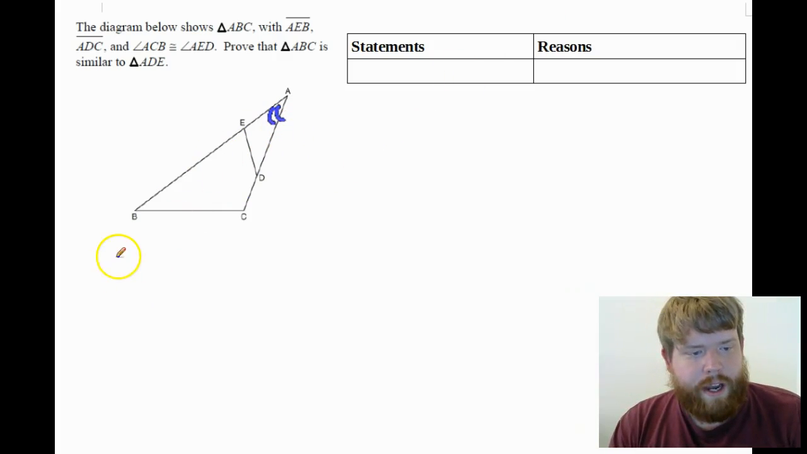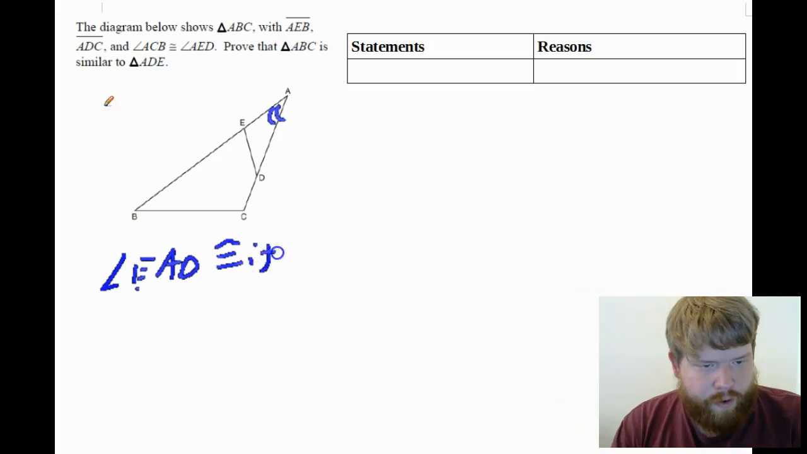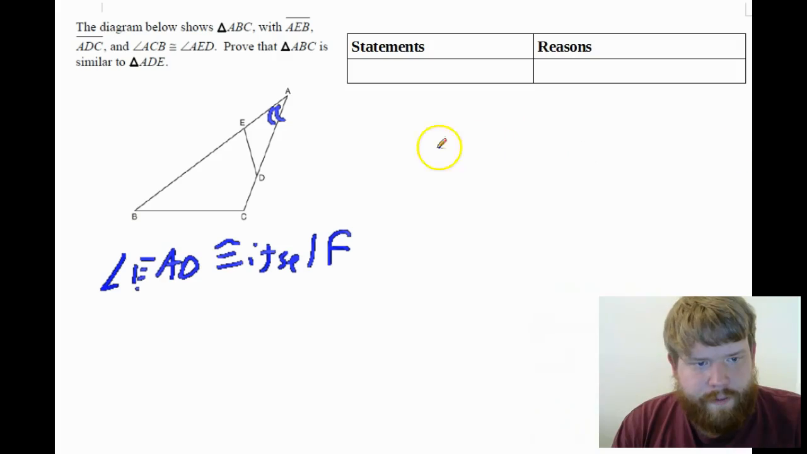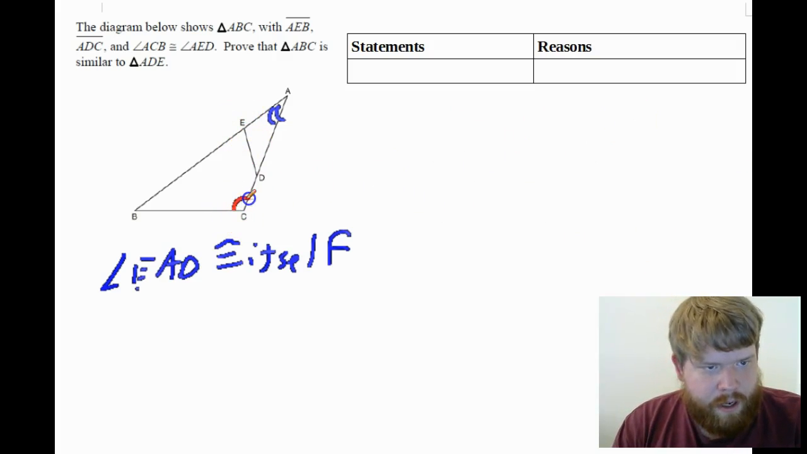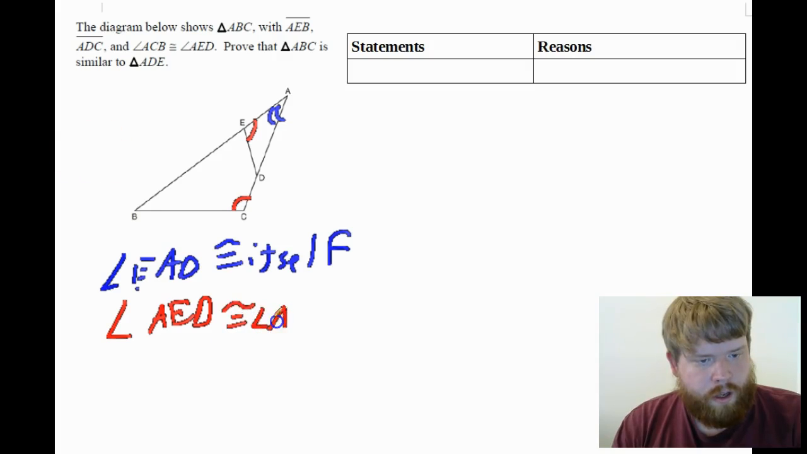So now we just need to take some notes. We're going to have EAD congruent to itself. That's the reflexive property. And then we also have the one that was given to us, so we have ACB and we have AED. ACB, and that's given. And that's going to give us A, and that's going to give us our answer.